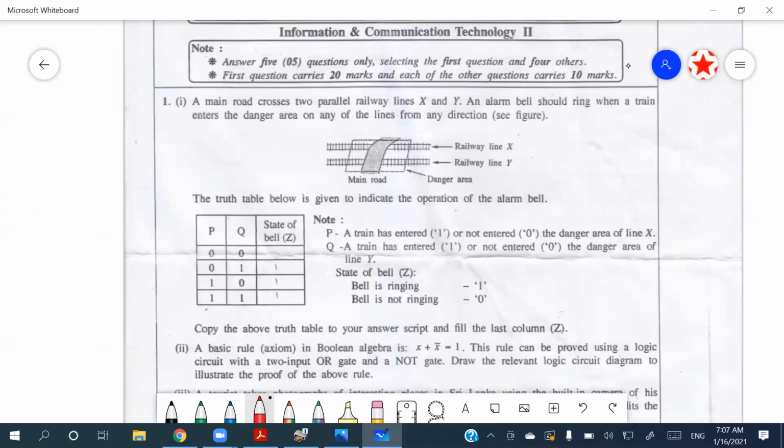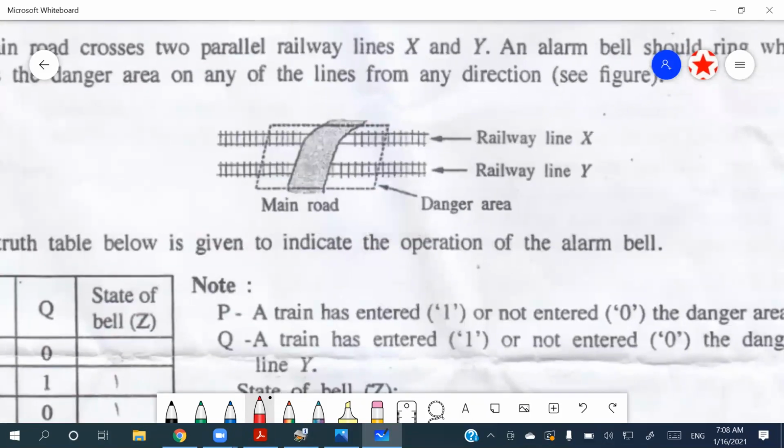Okay. So this is the first question, about the gates, right? The question says a main road crosses two parallel railway lines X and Y. An alarm bell should ring when a train enters the danger area of any of the lines from any direction, right? As the figure shows, the danger area is marked in dotted lines, and they have two railway lines.